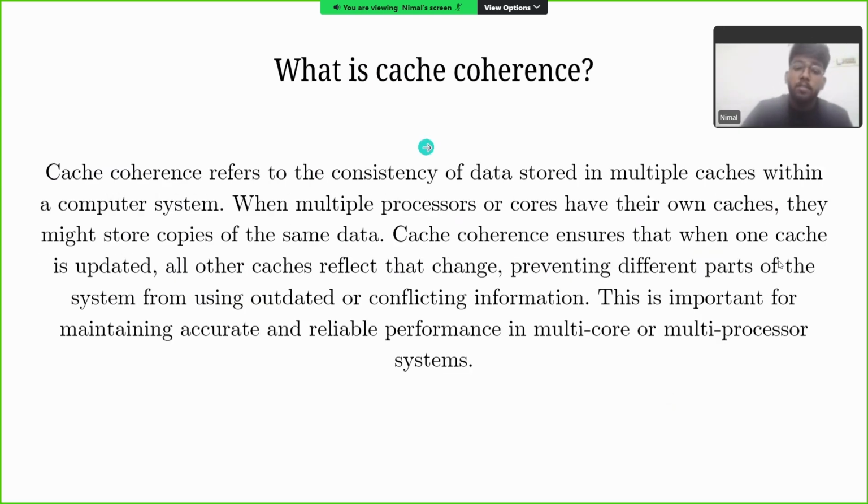So what is cache coherence? Cache coherence refers to the consistency of data stored in multiple caches within a computer system. When multiple processors or cores have their own caches, they might store copies of the same data. So this indicates that cache coherence helps us to store data in different caches without having any variations from one cache to another. For example, these kind of, that's an important note which I forgot.